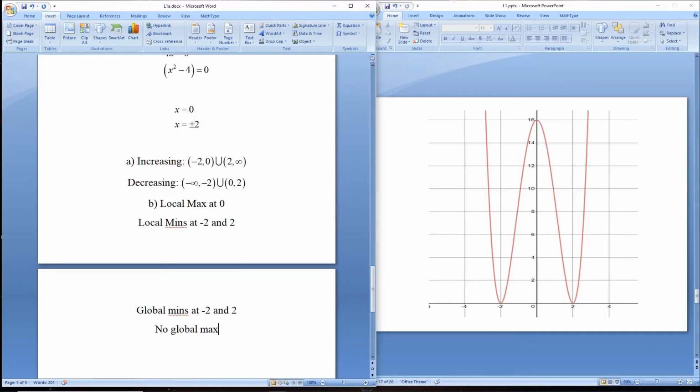So let's try another one. And we'll get this one to be a little bit uglier looking.